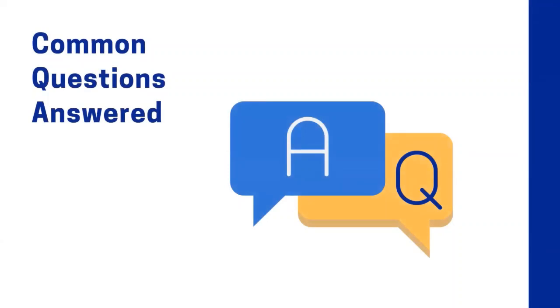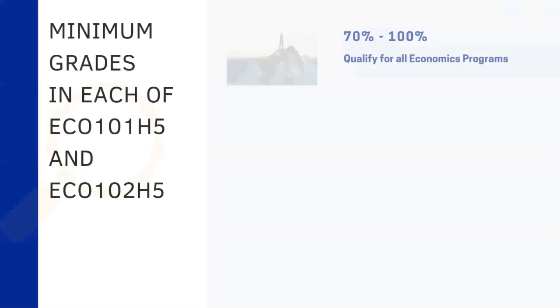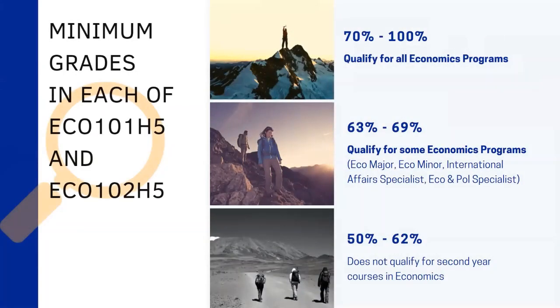Here are some common questions answered. What are the minimum grades required in the economics courses? ECO 101 and ECO 102 have minimum grade requirements in order to continue into second year studies and enter economics programs. Students achieving 70% or more can qualify for all economics programs.